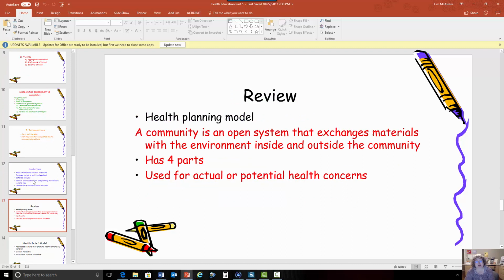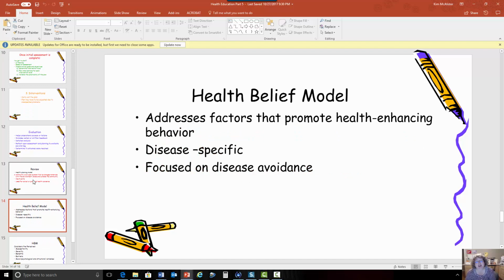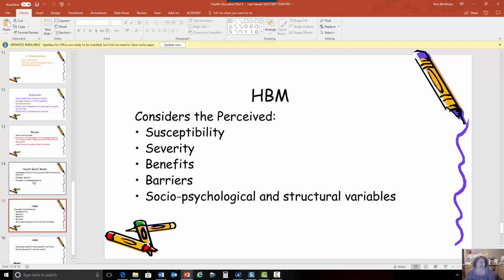So we talked about the health planning model, which talks about the community as an open system that exchanges materials and goods and services with the environment inside and outside. And this is something that can be used for actual or potential health concerns. We're going to speak very briefly about the health belief model. This addresses factors that promote health-enhancing behaviors. It is disease-specific and focused on disease avoidance. So if you can work with people's perceptions and feelings about disease, you can help improve their health. You can also help them avoid getting the disease.